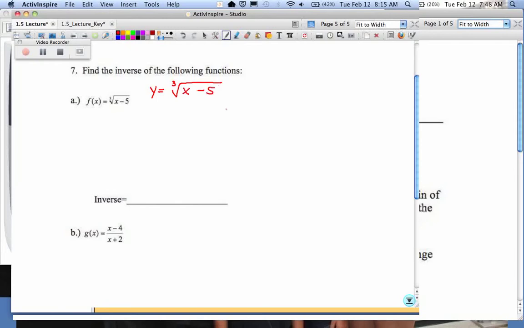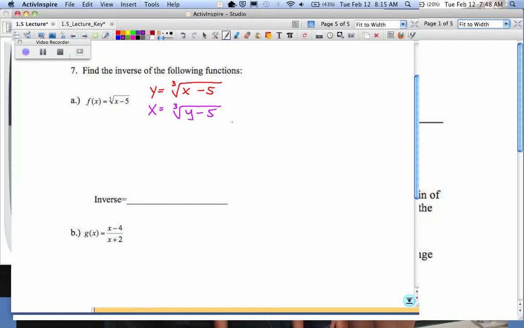So if I am finding the inverse function, I'm going to start by writing it, instead of function notation f of x, I'm going to switch it to y equals. And then we do what? Switch all your x's and y's. So that becomes x equals the cube root of y minus 5.